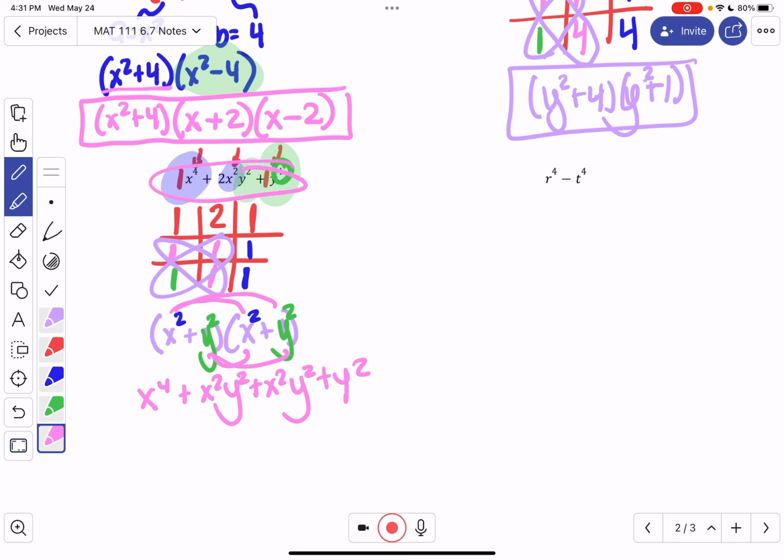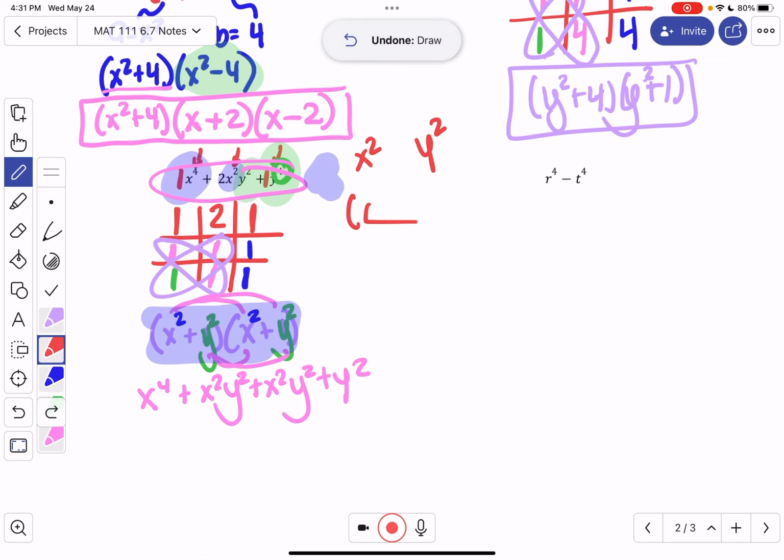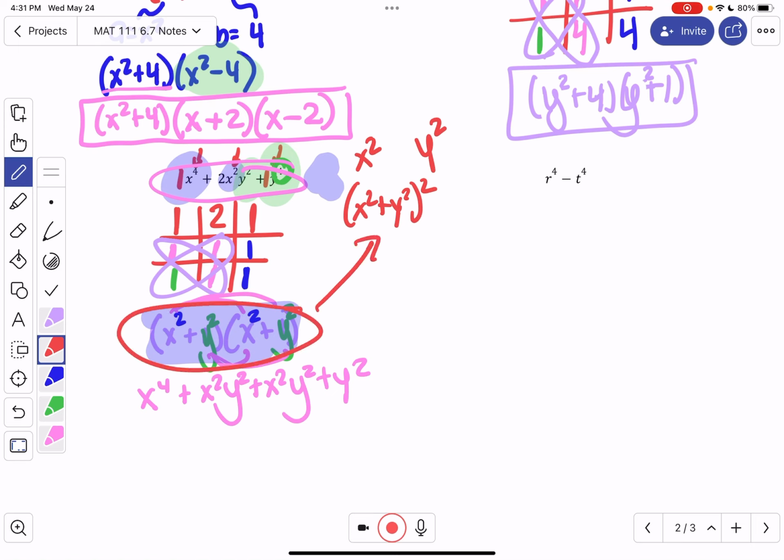So noticing that these are exactly the same, you may have guessed from the beginning that you could have just said, hey, the square root of x to the 4th is x squared. The square root of y to the 4th is y squared. So we're going to do x squared plus y squared, and then 2 of them. So these answers are the same answer. It was a perfect square trinomial. I won't be giving you ones with 2 letters that are super complicated. I just wanted you to be aware.